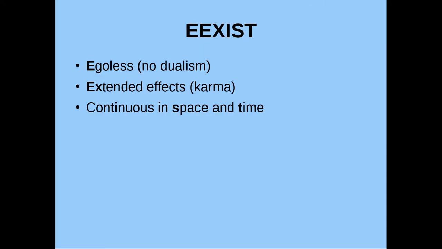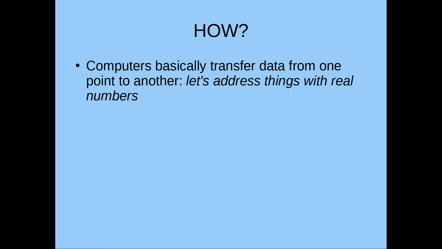All right, so our system is called EEXIST. So how do we make a model for this, right? And the idea I had was basically, we can think of computers as just big transfer systems.